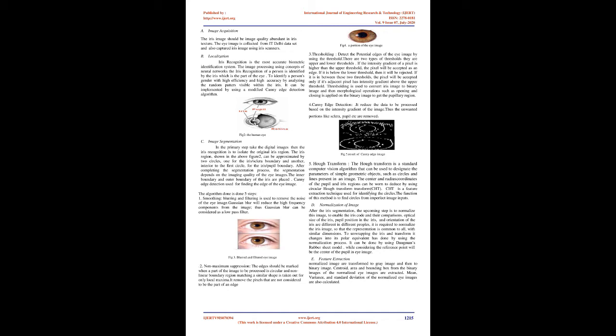The inner boundary and outer boundary of the iris are placed. Canny edge detection is used for finding the edge of the eye image. The algorithm has 5 steps. 1. Smoothing: blurring and filtering is used to remove the noise of the eye image.